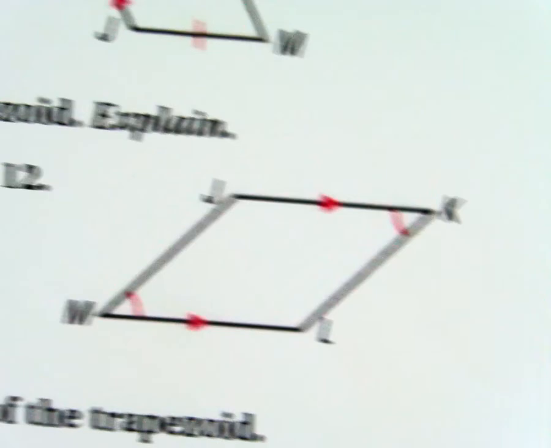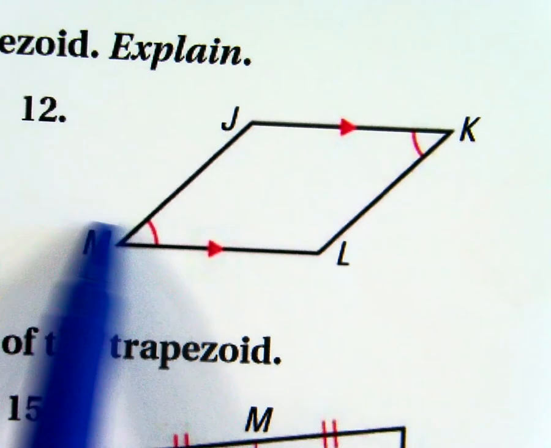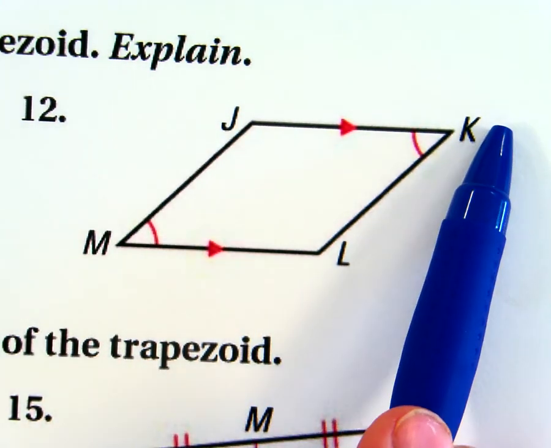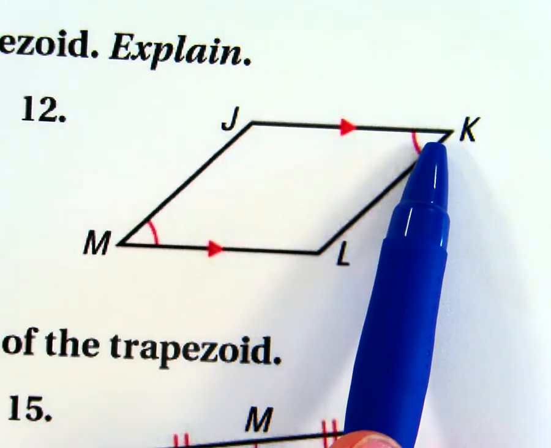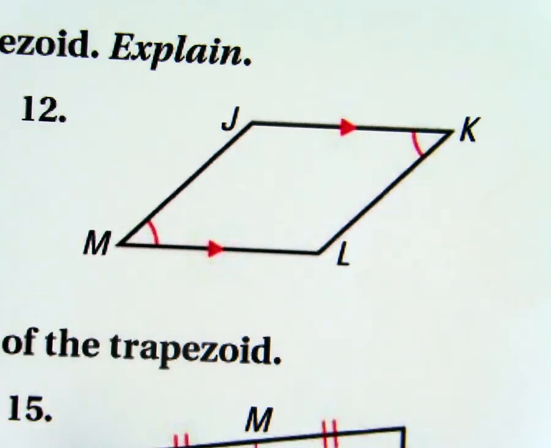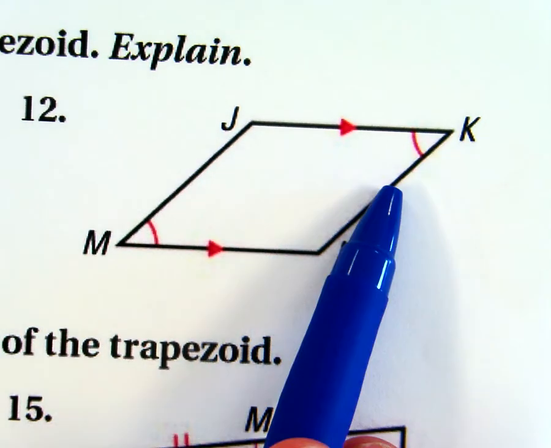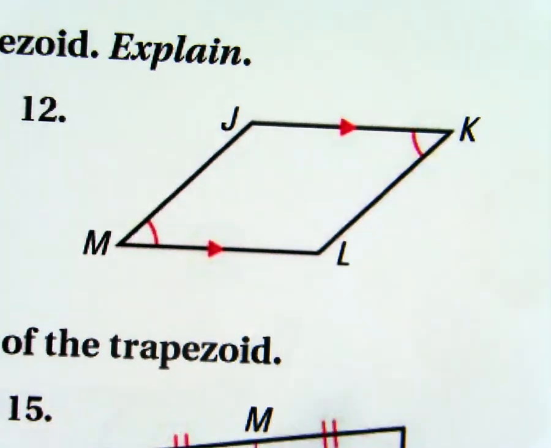Is this a trapezoid? Let's see, parallel lines, but the other two cannot be parallel. These are congruent. Work it around. You'll see that it's not possible. These two have to be the same distance.